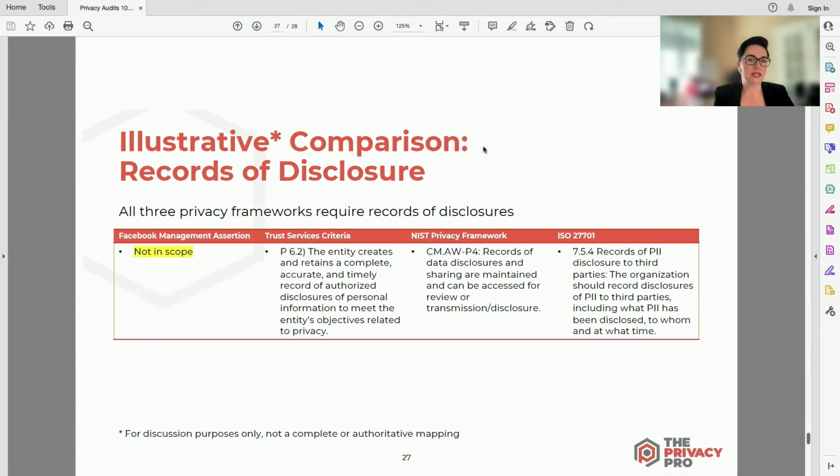And then finally, and I think this one's really important, management's assertion at Facebook did not cover records of disclosure. And that does not mean that they don't do it. It just wasn't in scope for this audit. Had they chosen to audit against one of these frameworks, they would have tested controls around keeping track of who was receiving the data. And so you can see how that looks in all three of those frameworks.